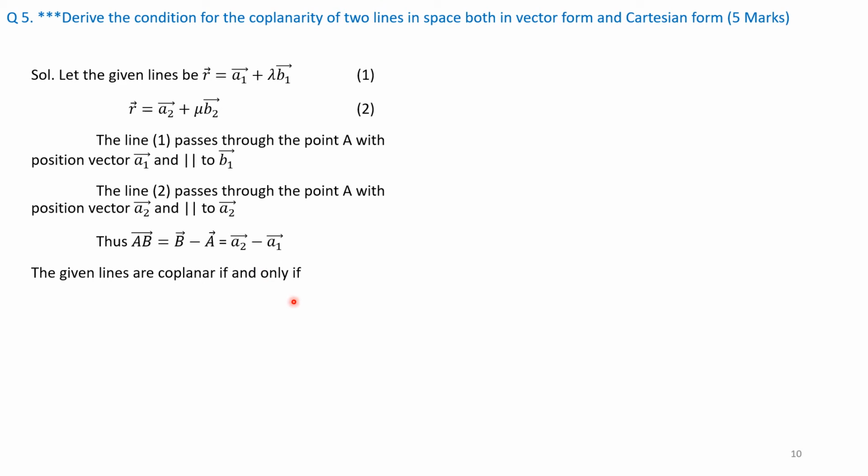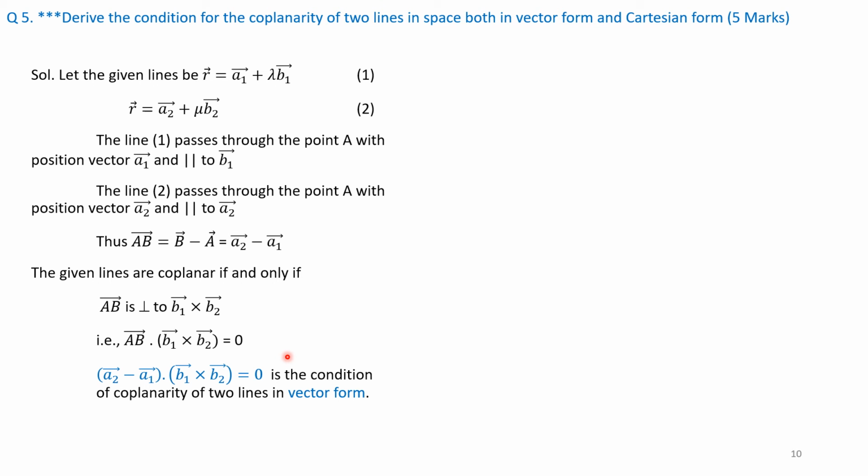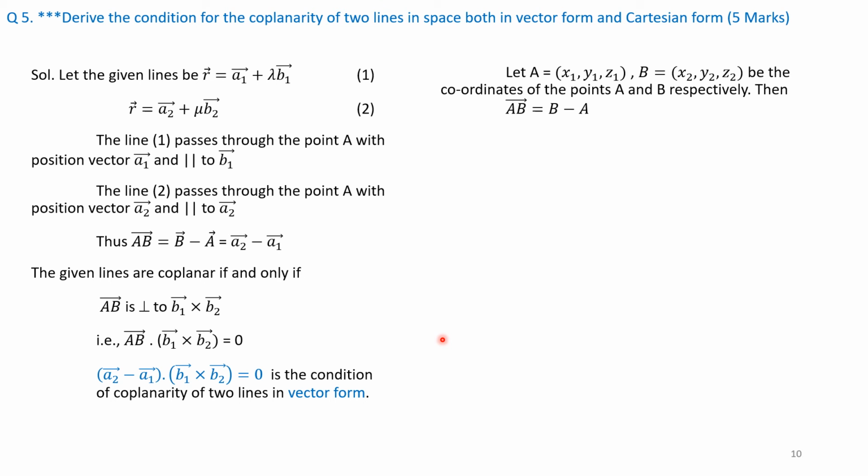Therefore, the given lines are coplanar if and only if vector AB is perpendicular to both b1 and b2, that is, perpendicular to vector b1 cross b2. That is, vector AB dot b1 cross b2 equals 0. That is, the dot product should be 0. Therefore, (a2 minus a1) dot (b1 cross b2) equals 0 is the condition of coplanarity of the two lines in vector form. Now we will write it in Cartesian form.